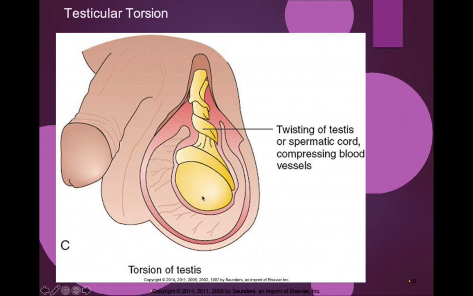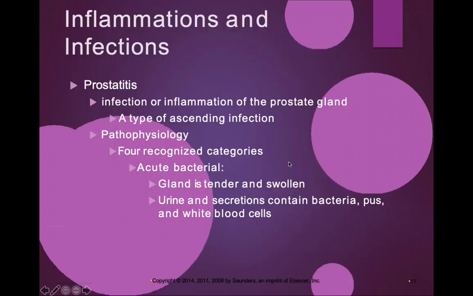So here is the testes and the epididymis, and you can see this is just really wound up. This is called testicular torsion. This will compress all the blood vessels. Now let's talk about some infections.